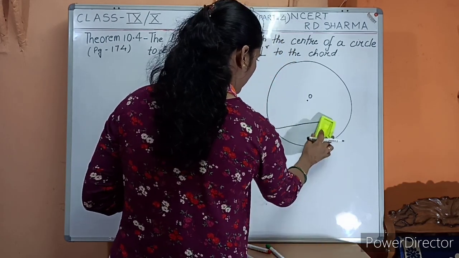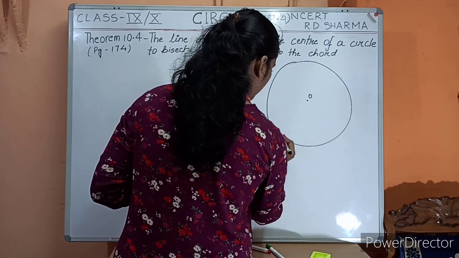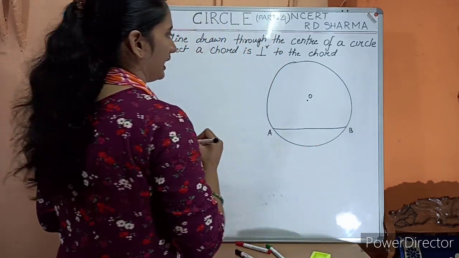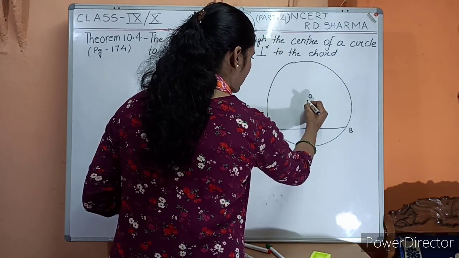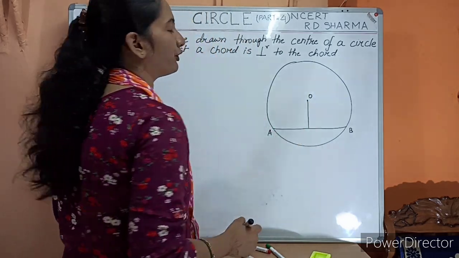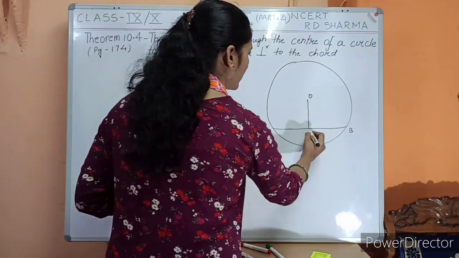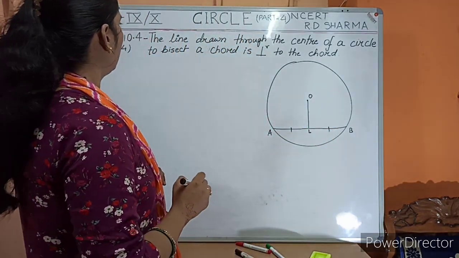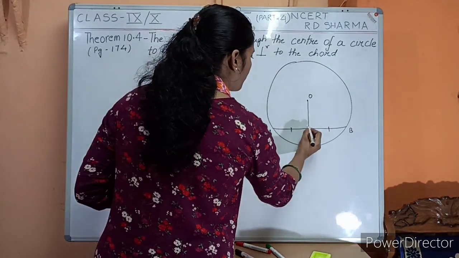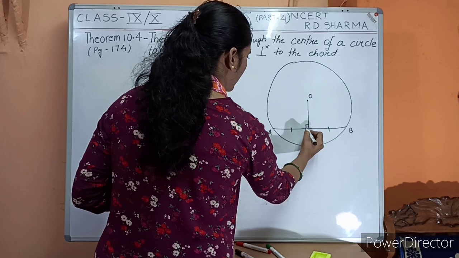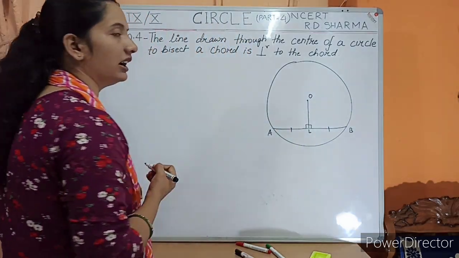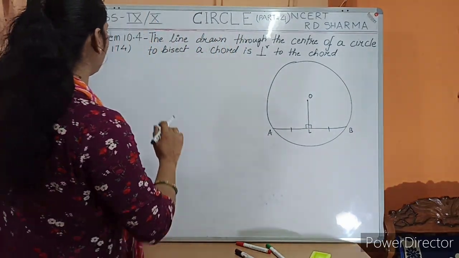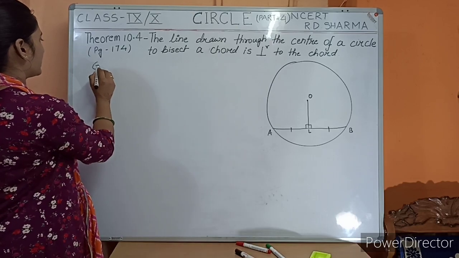Let us suppose that this is a circle, O is the center, this is a chord AB and a line is here which is starting from the center and falling on this chord, bisecting this chord into two equal parts, and we need to prove that this must be perpendicular. मतलब ये 90 degree form करेगा on the chord AB. This we need to prove. ठीक है? So let us write down what the things are given here.